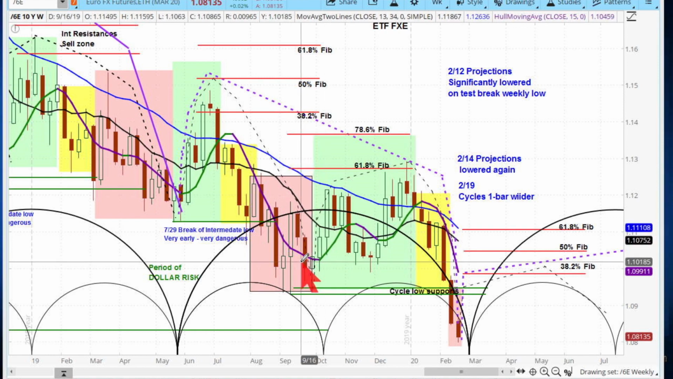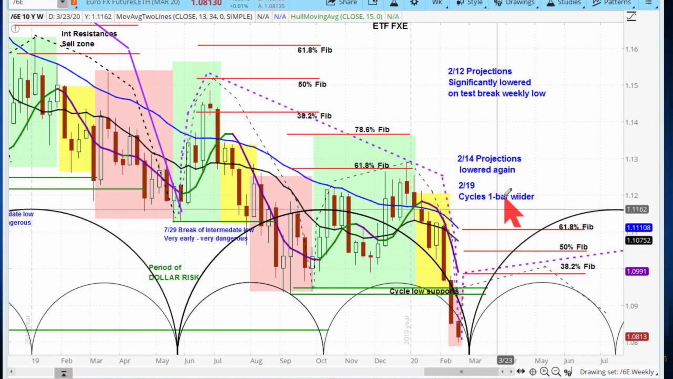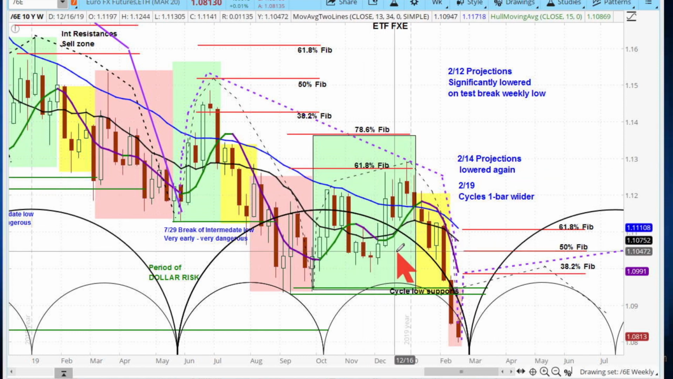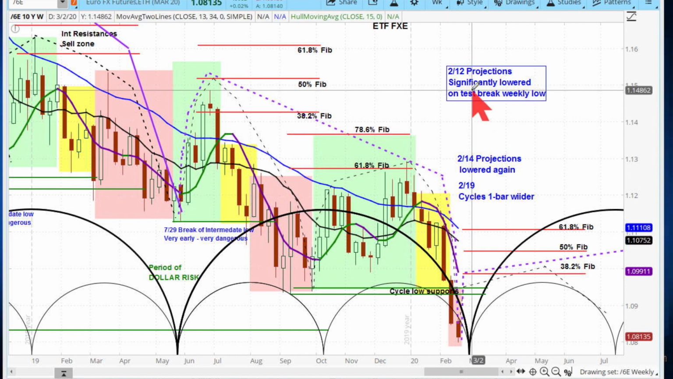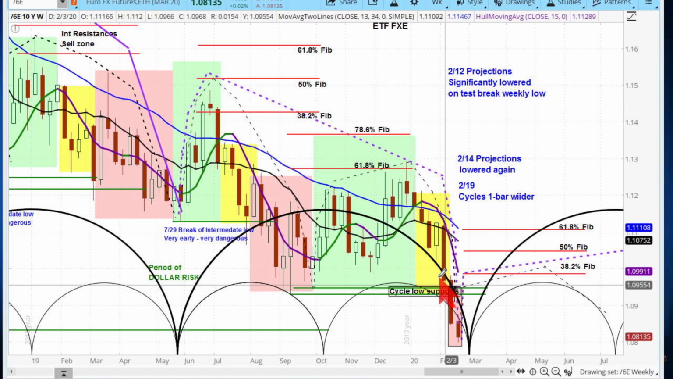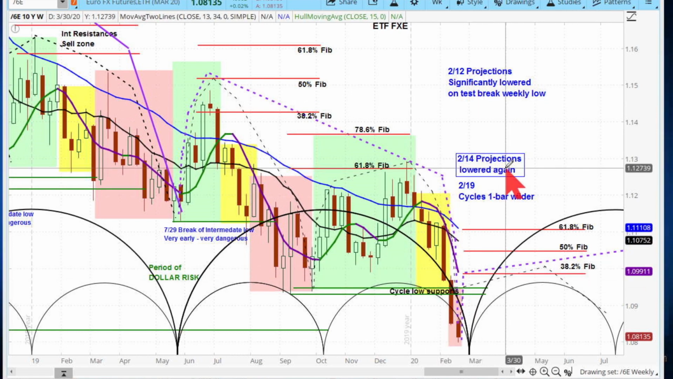What we were looking for in here was this to hold up and then to get a stronger move up here in the euro. Once it gets below the supports over here, it changes that. And on February 12th, the projections were significantly lowered as it was testing this significant low over here. On the 14th, as it broke the low, the projections were lowered again.